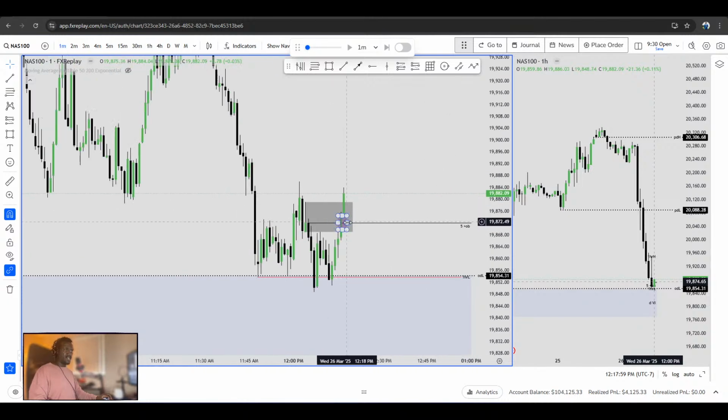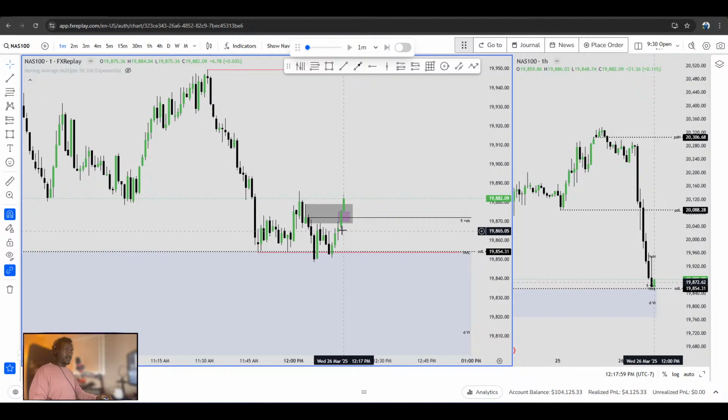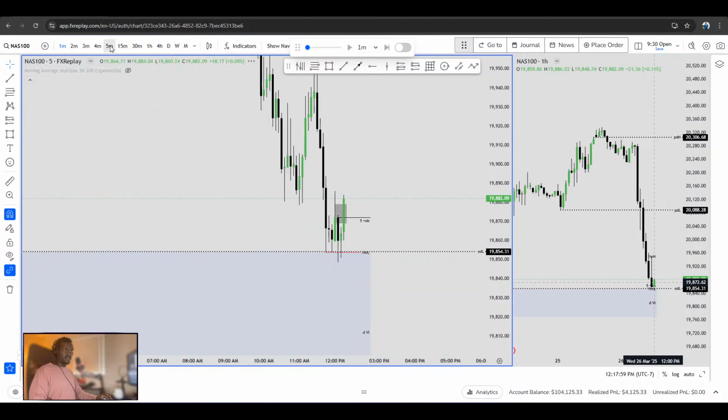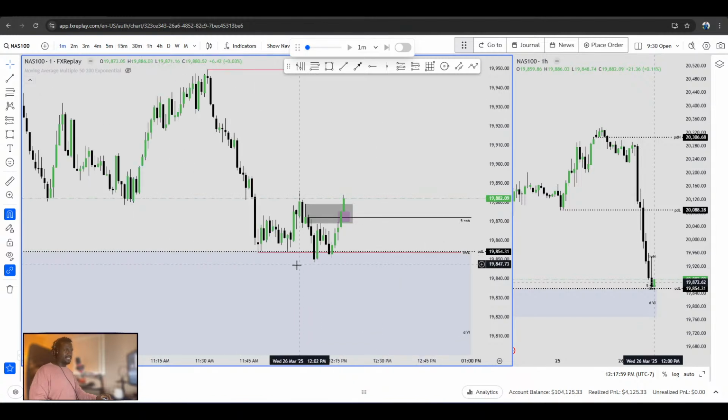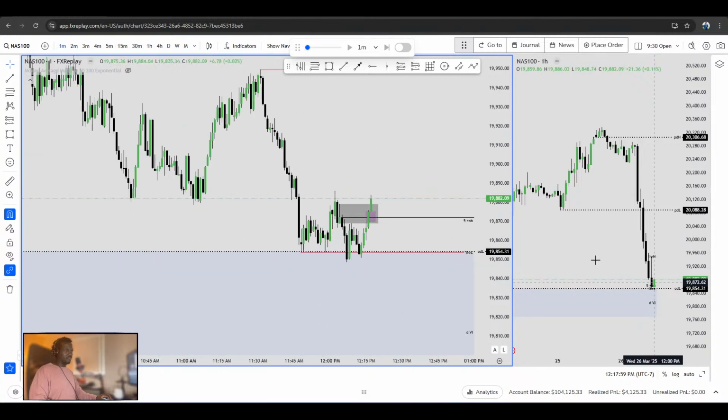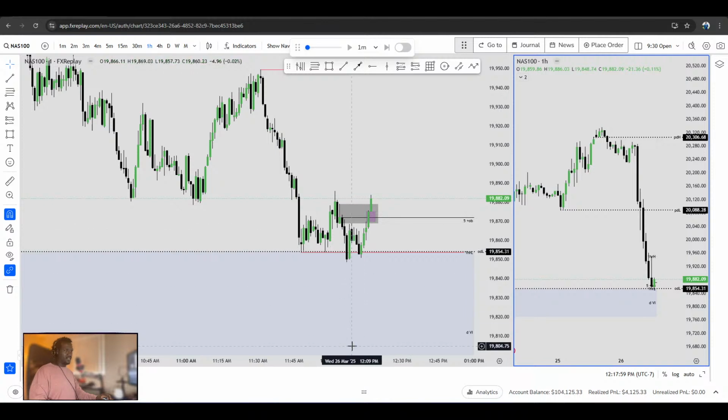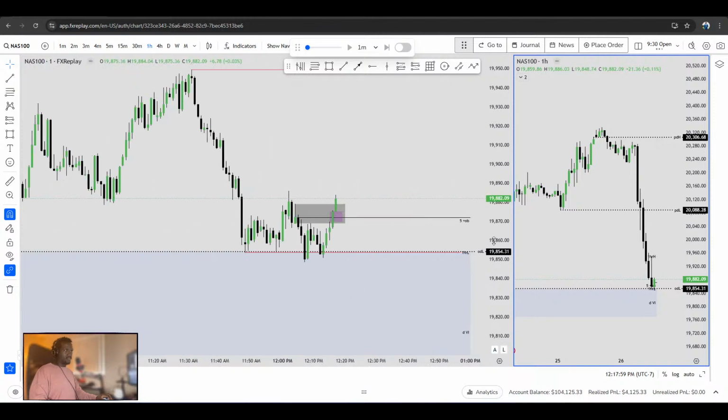Confidence, overconfidence, but it's a mechanical system. I do believe so. So we do have some other spots down here. Let me see what the 5-minute looks like. I think there's gonna be a fair value gap over there. This is too shallow for my liking. I would have loved if we went down a little bit farther, but that's okay.